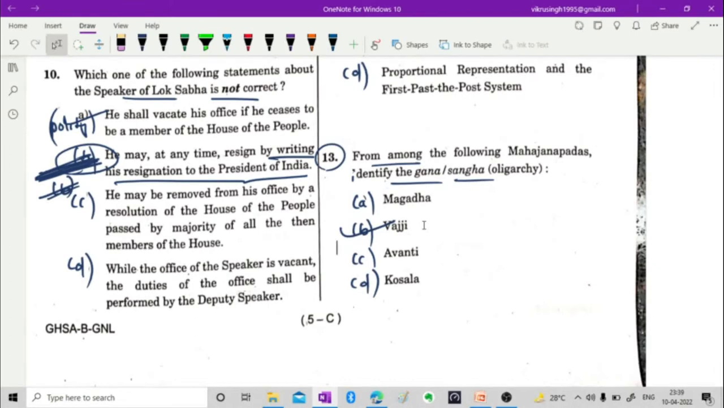Mahajanapadas kis chapter mein rehta hai, under which history is it coming, is it from medieval history or ancient history? So this is very important, and in the NCERT Class 12 book, Themes in Indian History Part 1, aapko bahut acha mil jayega ki janapadas ke bare mein bahut hi accha usme bataya gaya hai. So you can get over there what it is, and there were 16 Mahajanapadas. So it is in the 6th century BC.